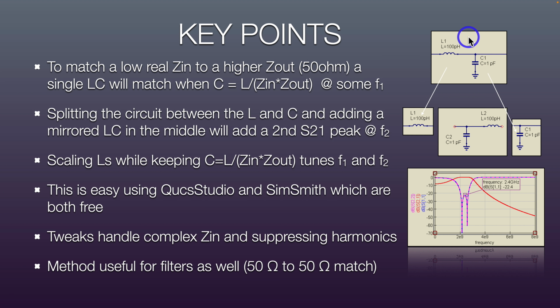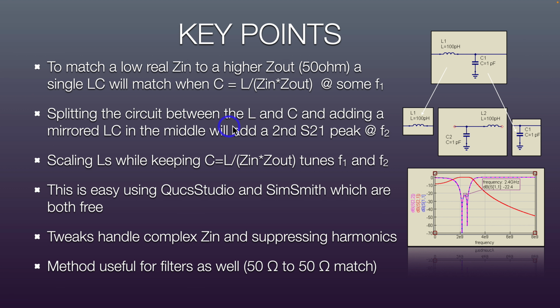In this case, I've got a sample up here of just a single LC. What happens is that if you take that LC and split it between the two, shift the L over and the C out to the outside, and drop in a copy of that and mirror image it, you end up with two resonances occurring. Initially, if the L values are the same in both cases, the two frequencies will be spread way apart. However, you can scale these L's and bring those closer together.